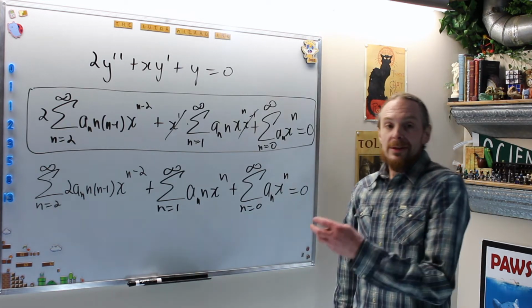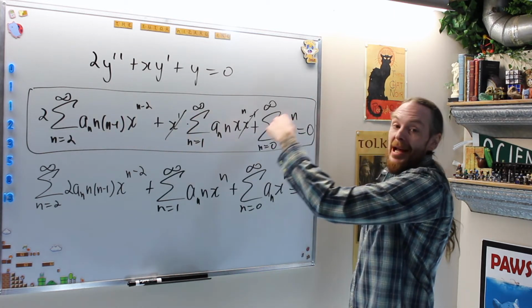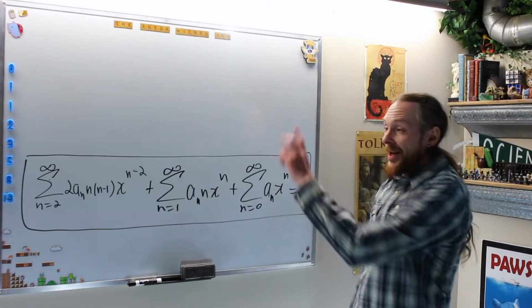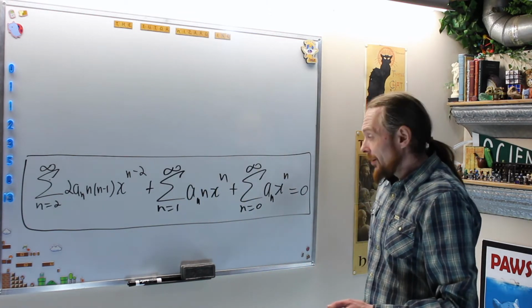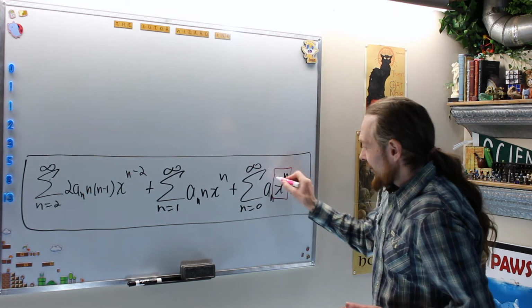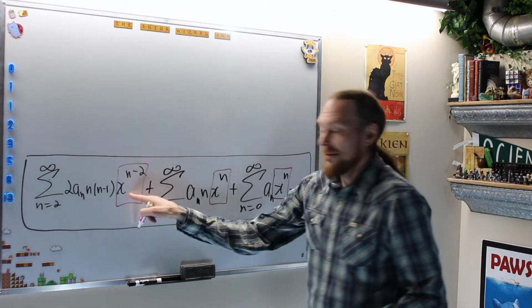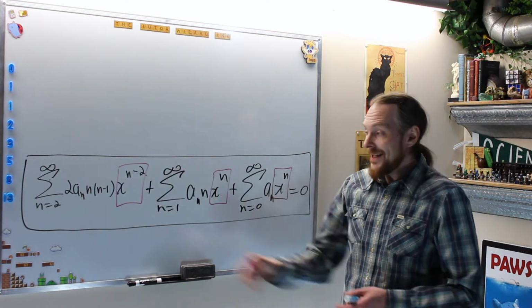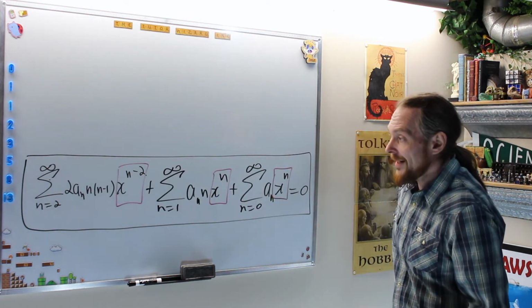Now, that's the first stage. Take your 3 guesses, put it into the ODE, and simplify everything. Now that we've done stage 1, we are ready for stage 2. What I look at next is re-indexing the powers of x. These all have to be x to the n's, and this one isn't. So that term has to be re-indexed. These ones don't. So how do I re-index?